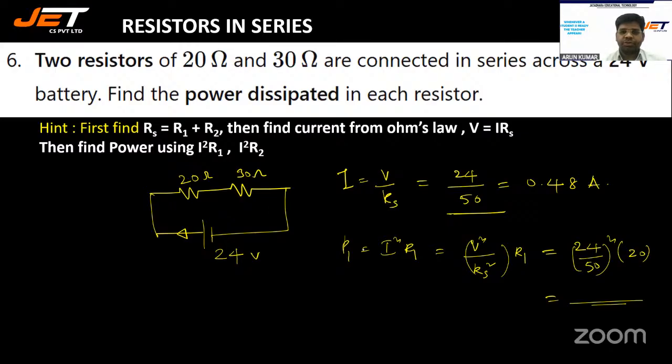So similarly, power through resistor 2 would be I square R2, which is nothing but 24 by 50 whole square into 30.